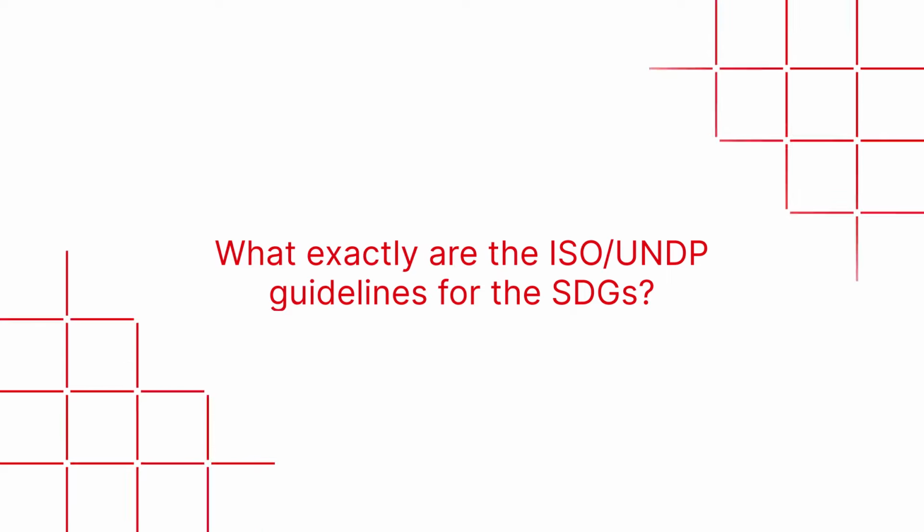Let's get started. What exactly are the ISO UNDP guidelines for the SDGs? The ISO UNDP guidelines for the SDGs provide action-oriented guidance for any organization seeking to proactively align its operations and strategies with the Sustainable Development Goals. They outline how to effectively manage and optimize contributions towards these global goals, emphasizing a structured, organizational-wide approach to sustainability.